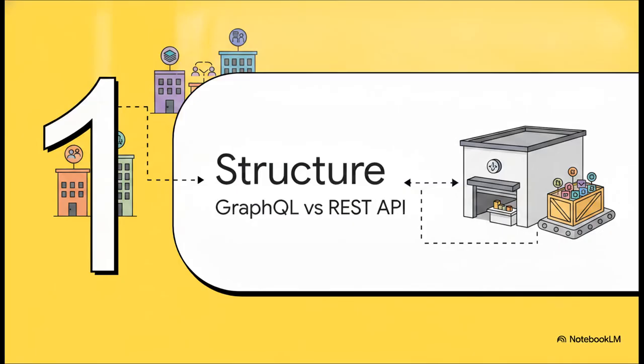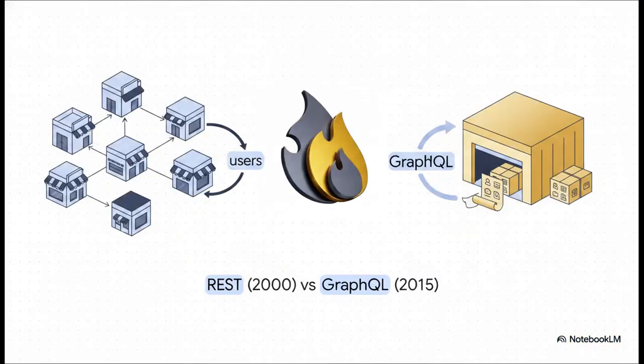Starting with Section 1, Structure, GraphQL versus REST API. Before we even look at network packets, we really need to ground these abstract HTTP concepts into a tangible, physical reality. We've got two heavyweights entering the ring today. On one side, we have the REST API. Introduced by Roy Fielding way back in 2000, REST isn't actually a tool. It's an architectural style that leverages standard HTTP protocols as its communication interface.